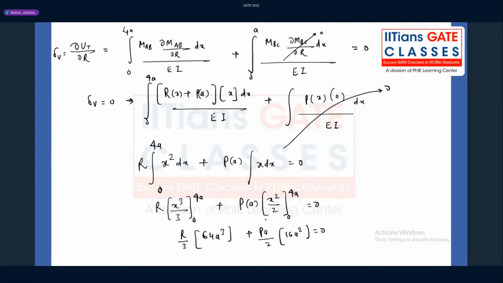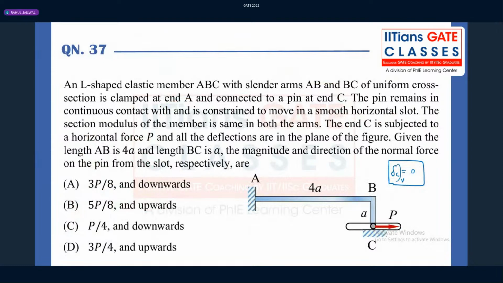So my dear friend, if you try to calculate what you can get here, you will get R value as minus 3P by 8. That means whatever the direction you have assumed, that you need to reverse the directions. It is acting in the downward direction. So 3P by 8, acting in the downward direction, this would be correct. That means whatever the direction of the normal force on a pin will be, it is like this. That is the reaction force offered by the slot on a pin, right?